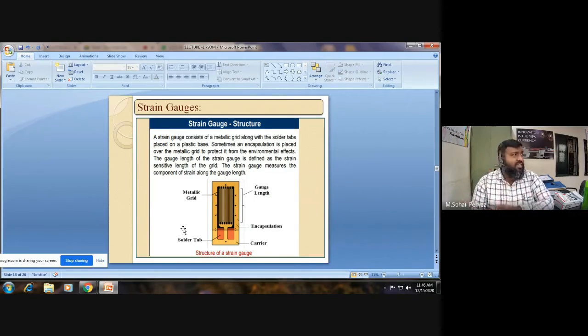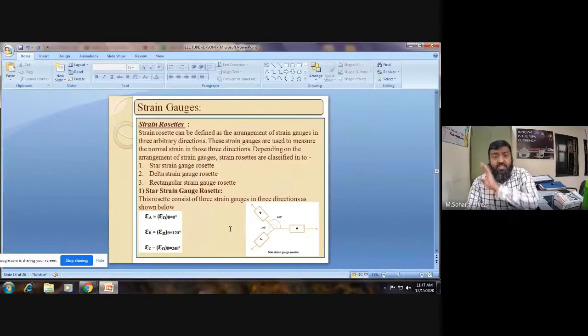This is the generalized representation of strain gauges. If you can concentrate on the screen, a metallic grid wire is there. That is called the gauge length, the effective length. It is basically soldered on the plates. The gauge length of the strain gauge is defined as the sensitive length of the grid. If there is a small change in the length of this particular gauge, that deformation would be recorded as strain, as the elongation, because the current and the parameters are fixed for this much length of the gauge. If there is a small change, it will be reflected on the screen.